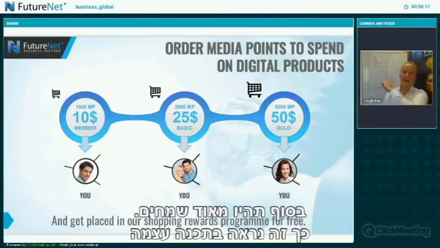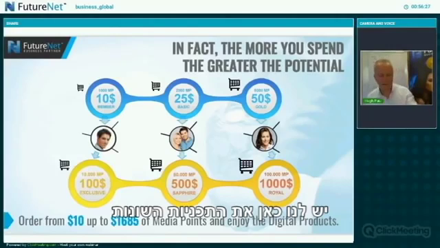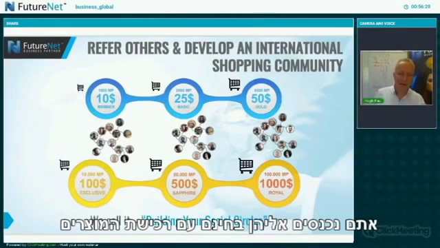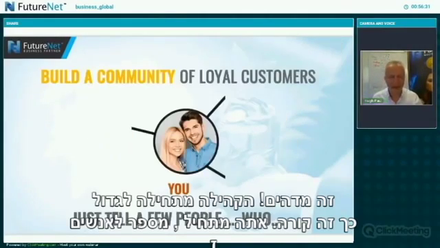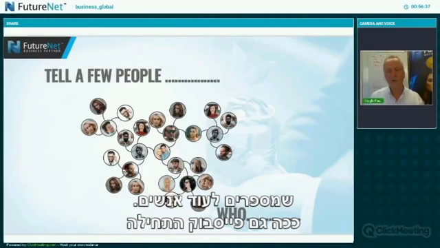Now, I've done a scribble version. This would be the digital version you can see here on the computer. We have a $10, $25, and $50 reward structure. You get in for free when you purchase these products. It's incredible. The community starts to grow. Every business grows like this. It starts with you. Tell a few people, who tell a few people, who tell a few people.